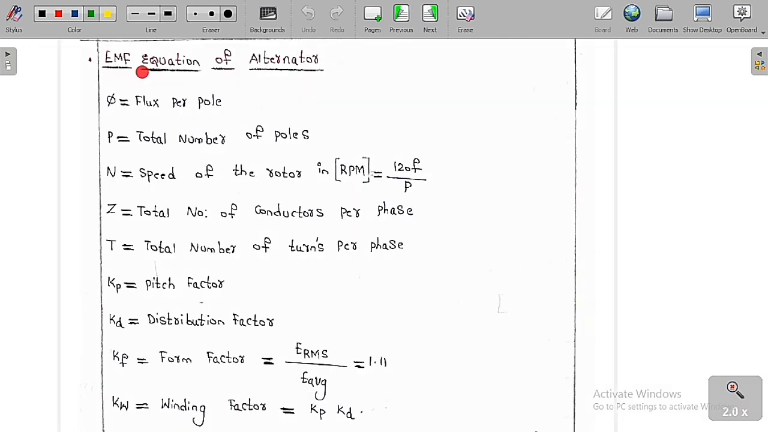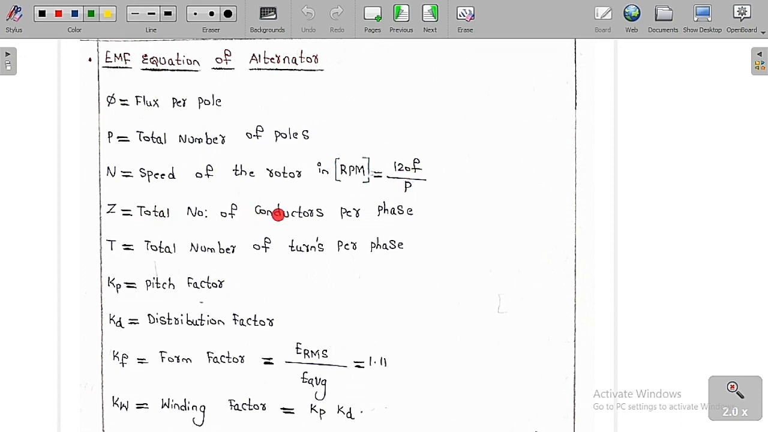Let me repeat this concept so it will be very easy to analyze. The EMF equation of the alternator we are going to figure out. Φ is the flux generated by one pole, and P is the total number of poles present on the stator. N is the speed of the rotor in RPM, which is equal to 120f/P, because Ns equals Nr equals 120f/P in a synchronous machine.